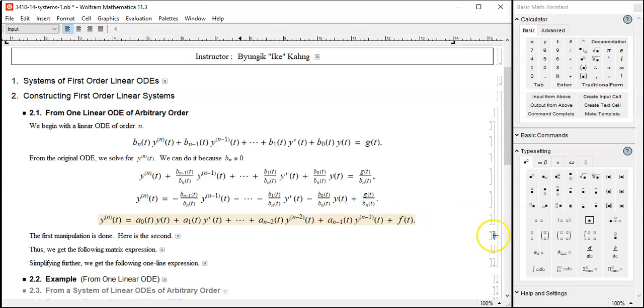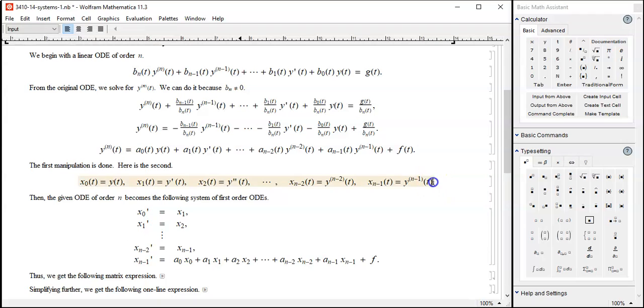Now here is the ingenious step, and we take this substitution. x0 is y, the zeroth derivative. x1 is y prime, the first derivative. x2 is y double prime, the second derivative, and so on and so forth. And x_(n-1) is the (n-1)th derivative. Do you see this? Now, under this substitution, we got n functions, x0 to x_(n-1), and we are about to form a system of first-order linear differential equations associated to x0 to x_(n-1), and here's the system.